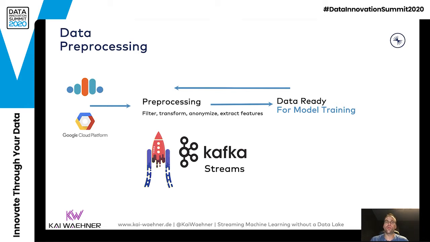So you do these normal things like filtering and transformations and anonymization with Kafka native technologies, and then only focus on extracting features for your models with a Python framework, which might be the better fit for that. And after the pre-processing, then you're ready for model training.